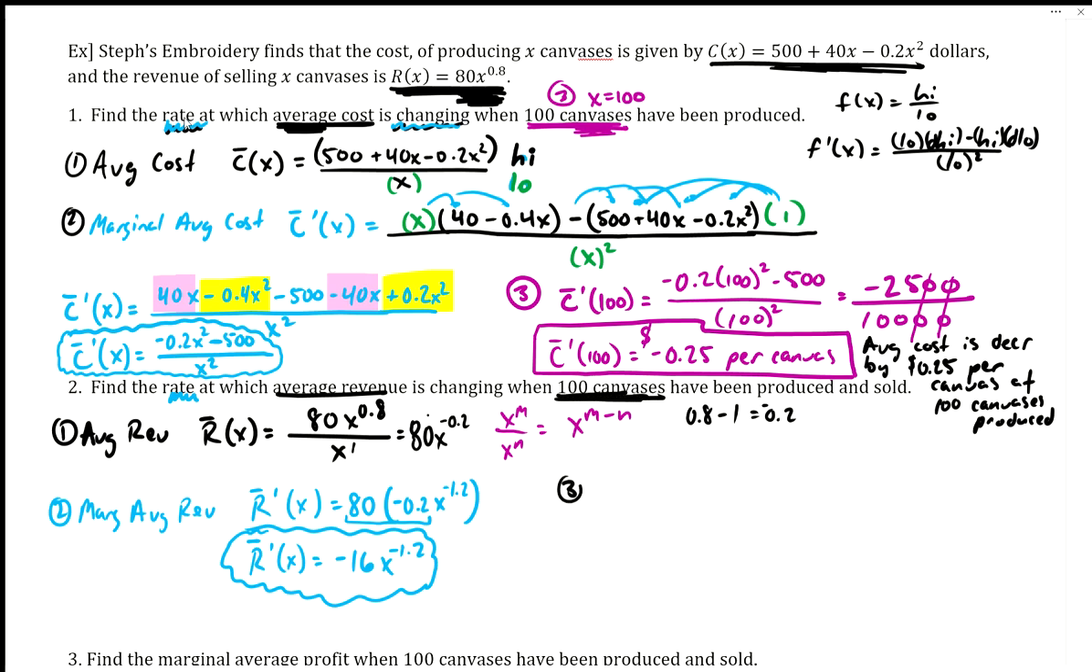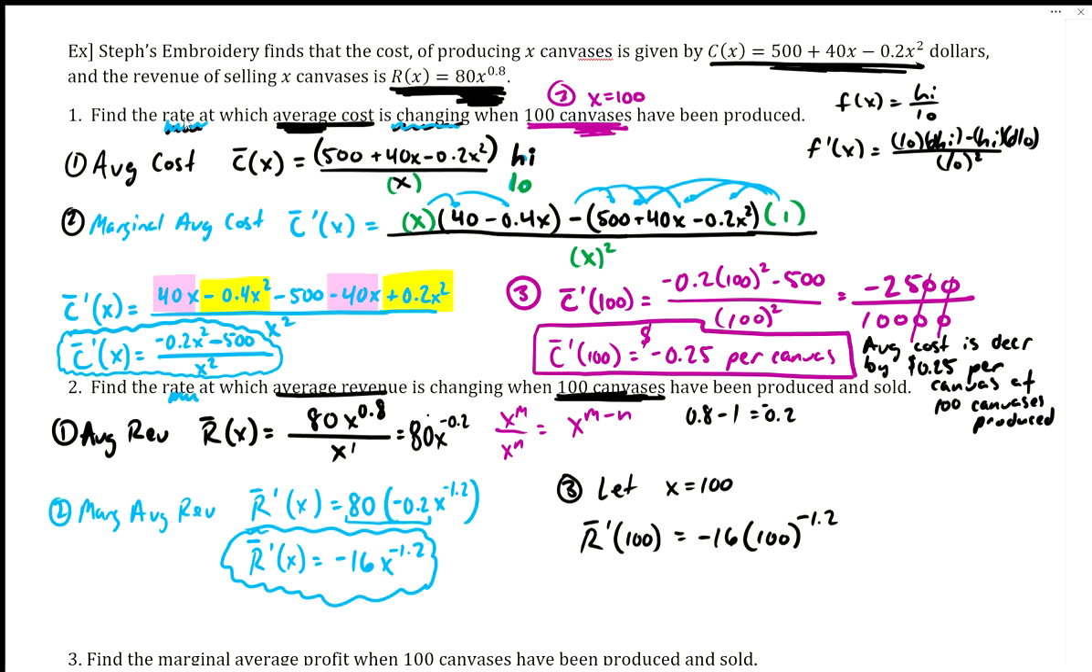Step three is to let x equal 100. So we've got R bar, like that. So the derivative of the average revenue would equal negative 16 times 100 to the negative 1.2. Okay, so that's going to be a weird number. Again, I don't think I can pull up a calculator. I'm going to try to do it just real quick here on my phone and see if it works out okay.